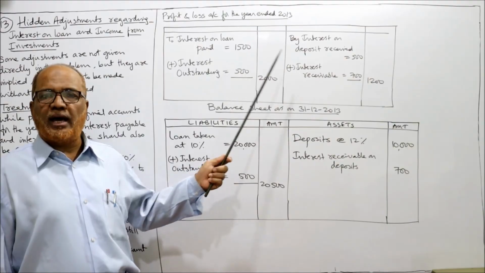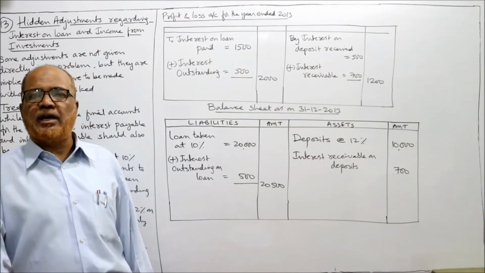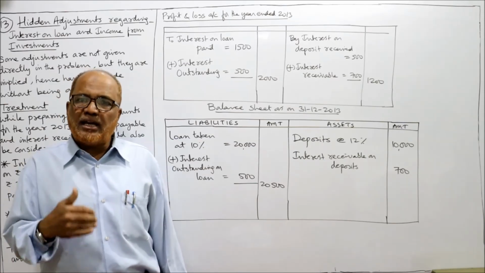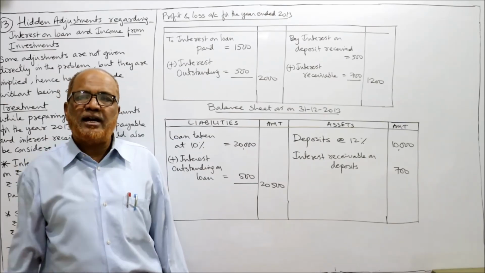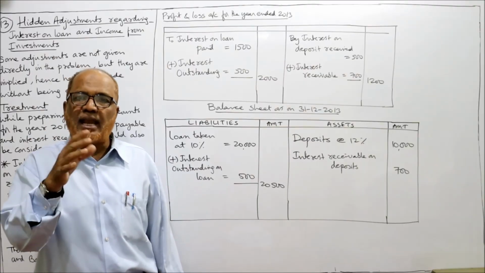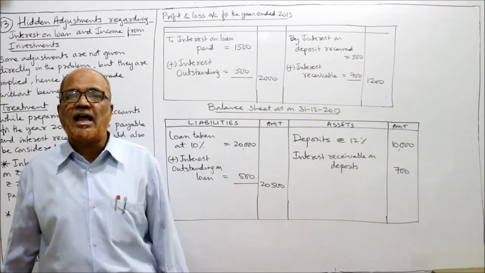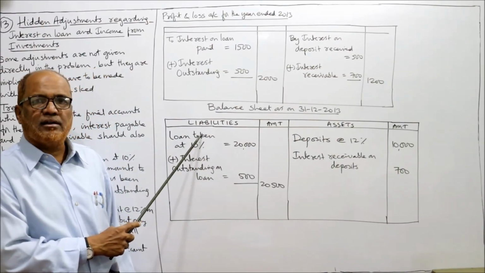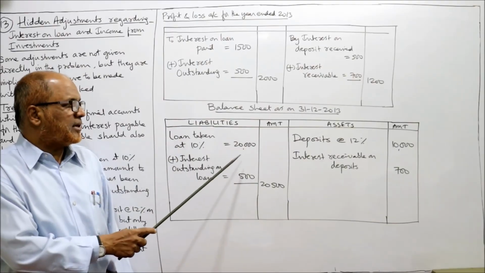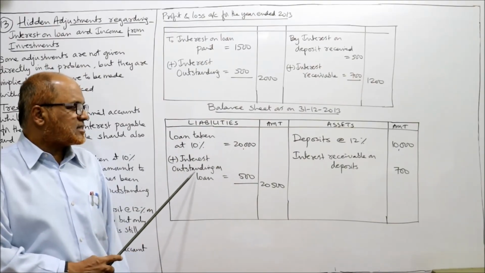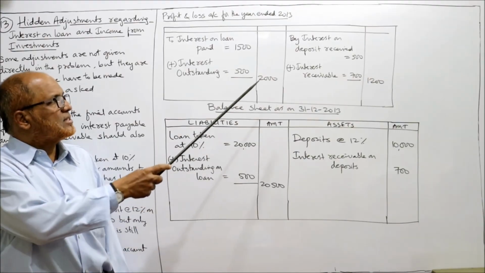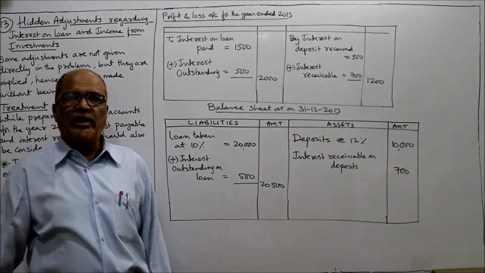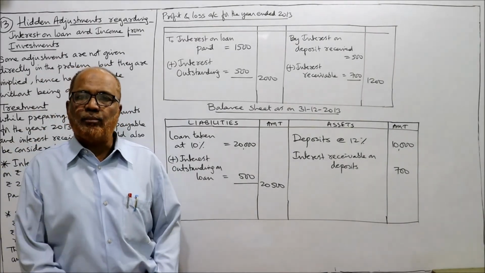How interest on loan and interest on deposit will be taken in the P&L account. Now the balance sheet. One asset, one liability. Loan taken is a liability. Deposit made is an asset. So loan taken will be written on the liability side. Liability side, loan taken at 10%, 20,000. Add interest outstanding on loan. Just now we have seen interest outstanding on loan is 500 rupees. The total loan amount due is 20,500.